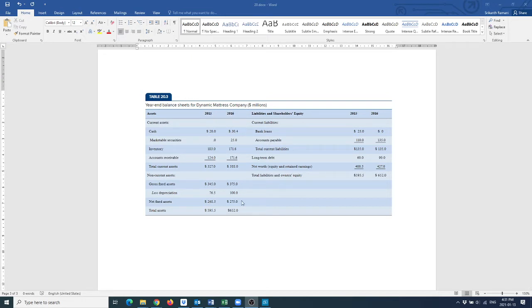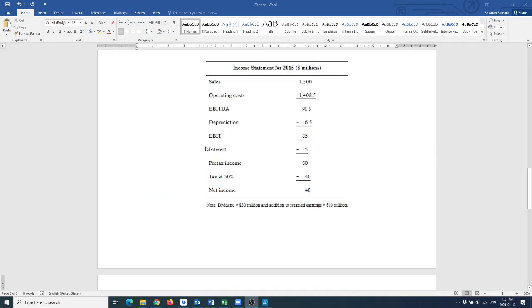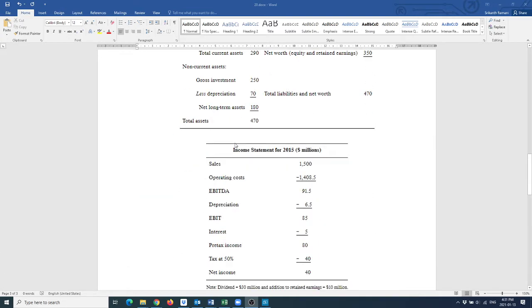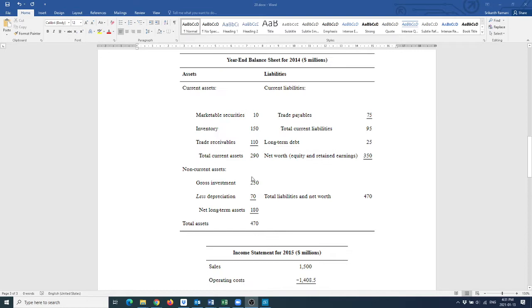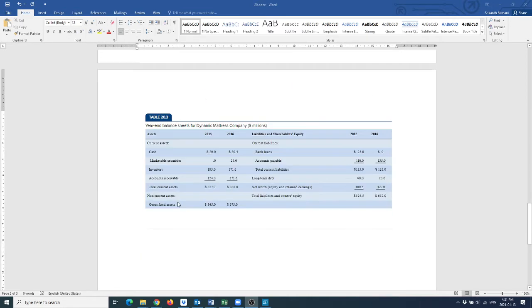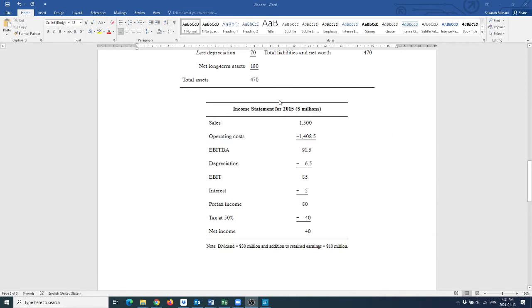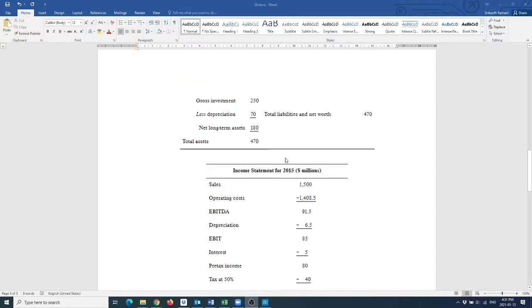We don't care about the year 2016, but 2014 and 2015 is what we have. From this information, the balance sheet of 2014, the balance sheet of 2015, and the income statement of 2015, your goal is to find the cash flow statement and figure out all the sources and uses of cash which happened in the year 2015. So let's go ahead and actually do that.